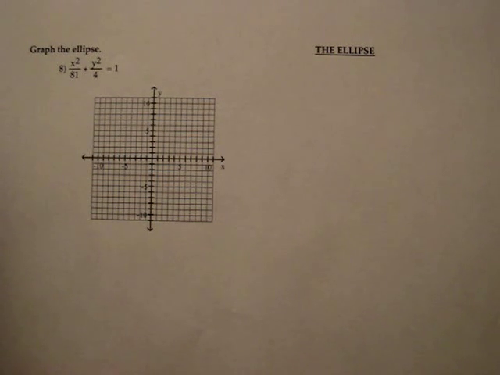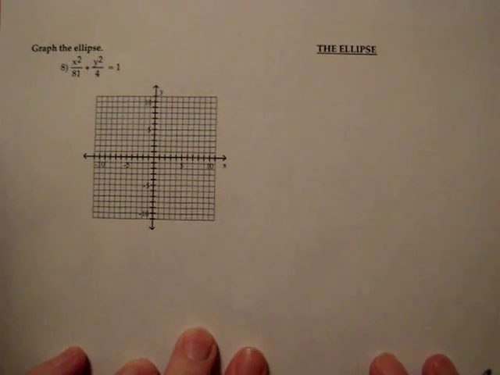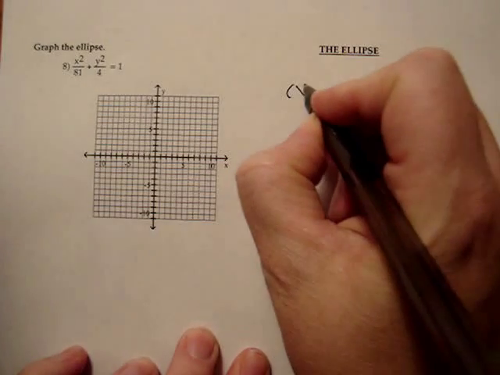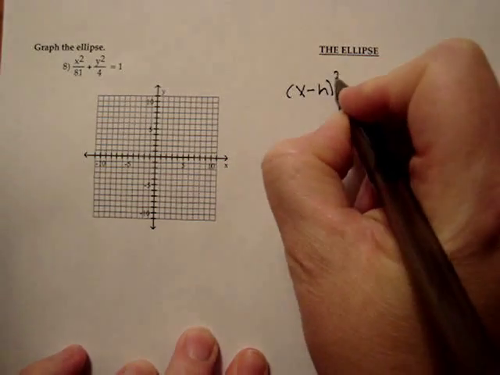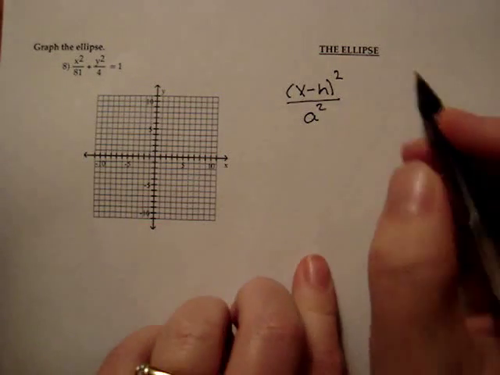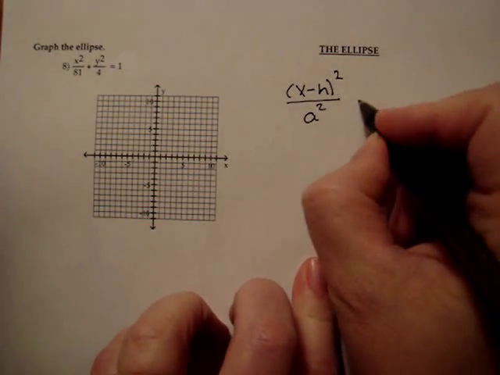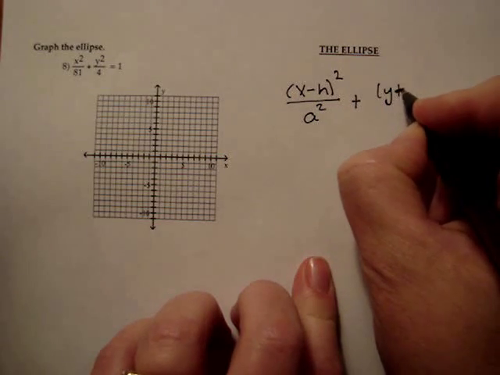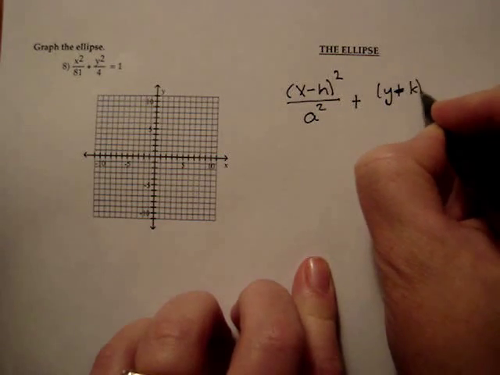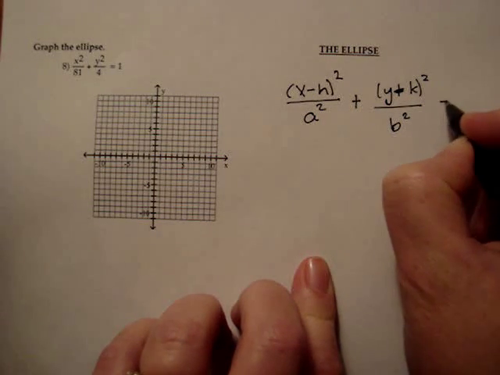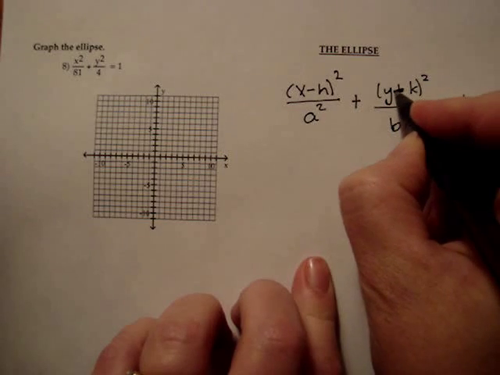We are now going to do the ellipse. So the ellipse, we'll start with the standard form of an ellipse. (x minus h) quantity squared over a squared, a will be a constant, plus (y minus k) quantity squared over b squared equals 1.